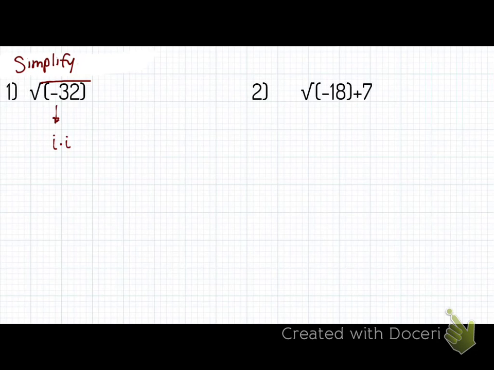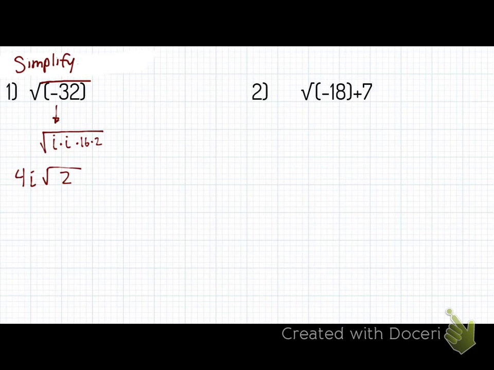What's the biggest perfect square that goes into 32? 16 times what? 2. Good, thank you. Okay, so what can I take out of here? The square root of 16 is 4, and the square root of 2 stays inside, so we got 4i rad 2. And then I asked myself, can I do anything else? No. So this is the simplified form, but this is an imaginary number.